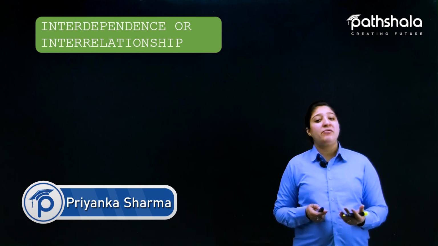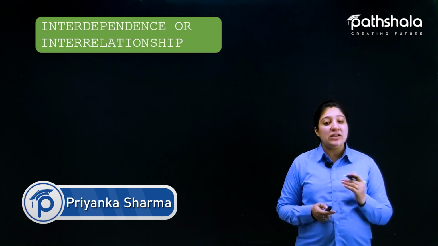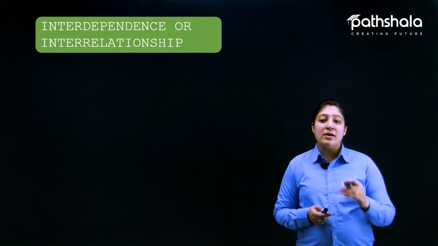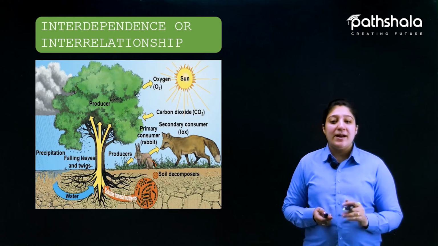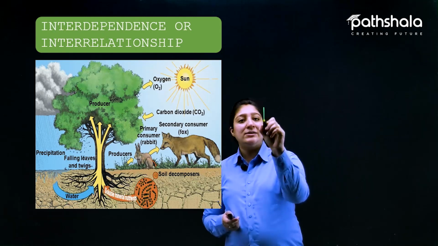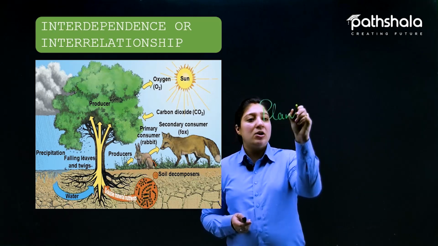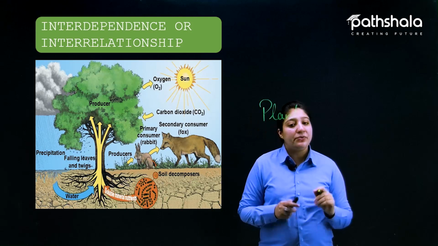Understood that there are different components present in the forest. Now, how these different components depend on each other, that is how they interdepend, that we are going to understand here. Right, now we know that there are plants in the forest. Now what plants do is they make the food.